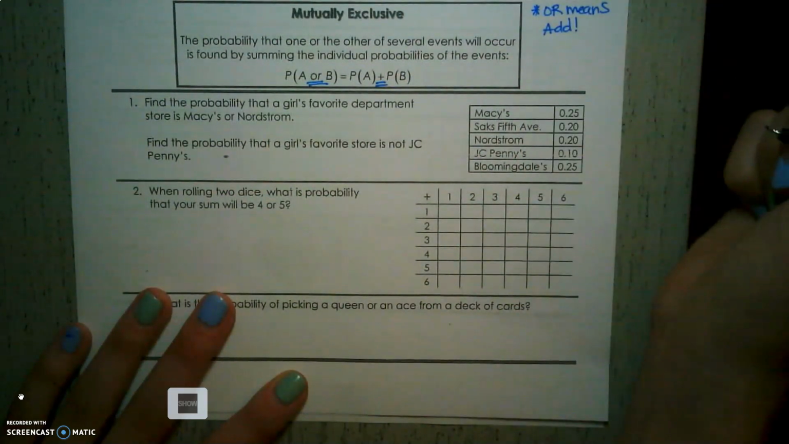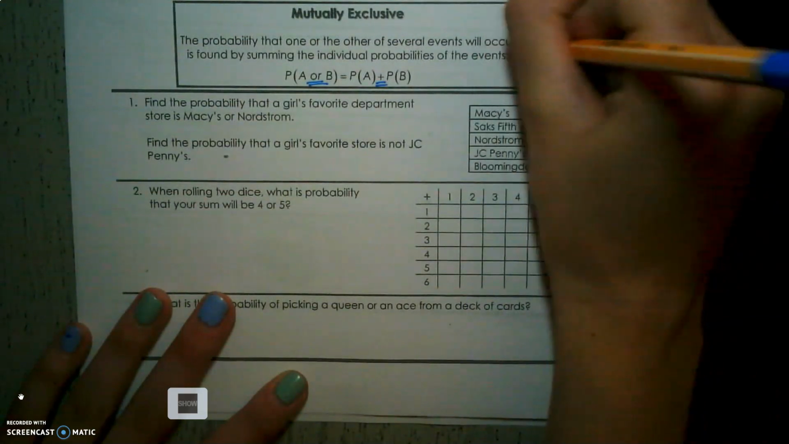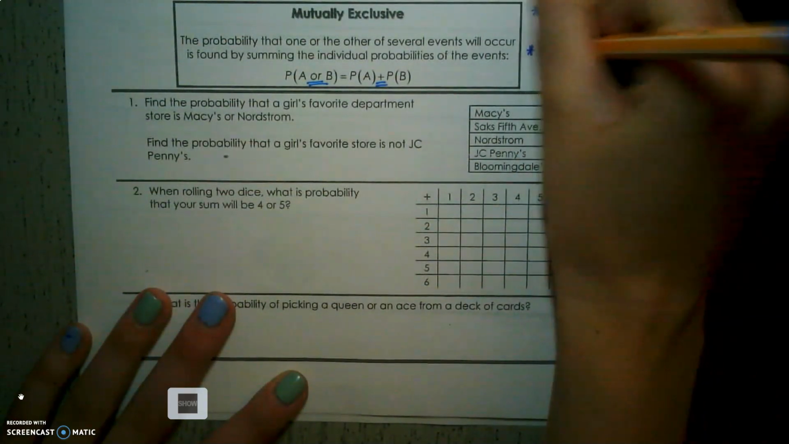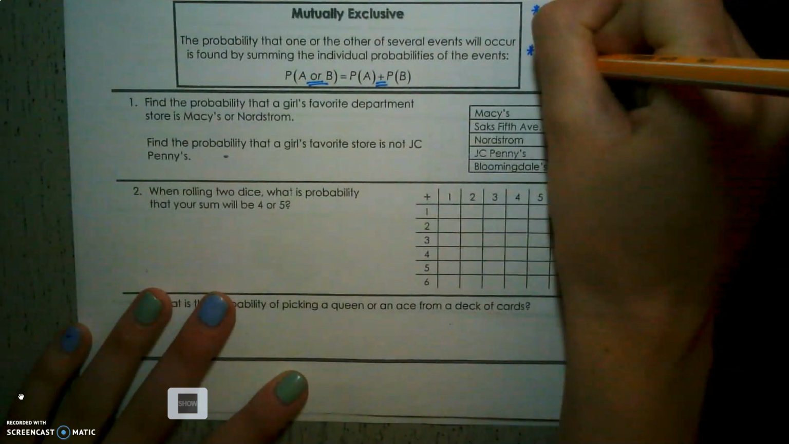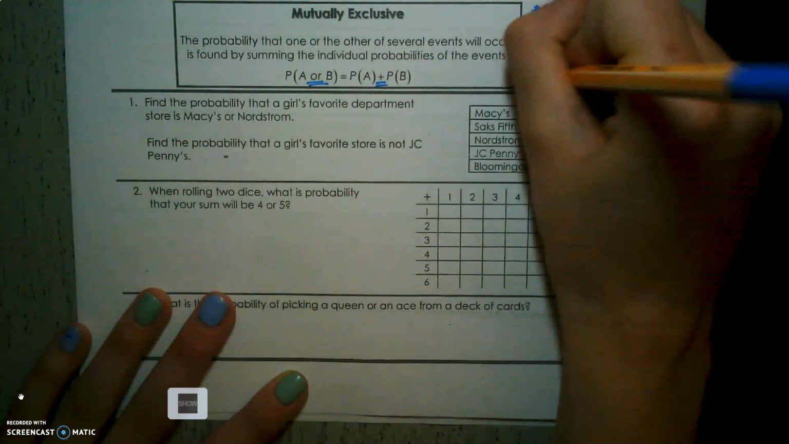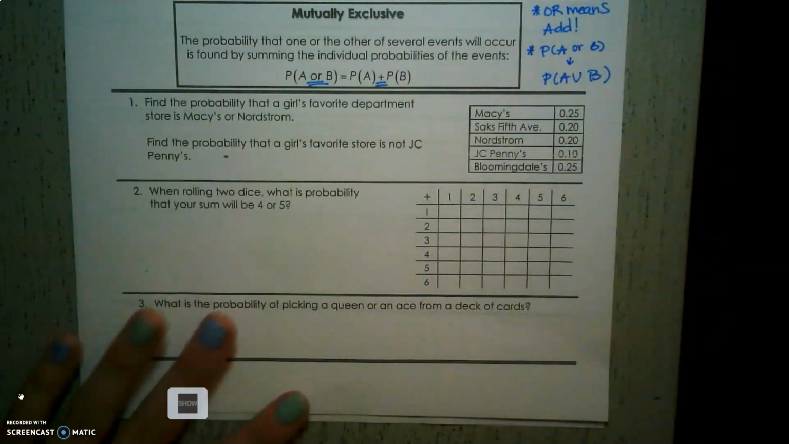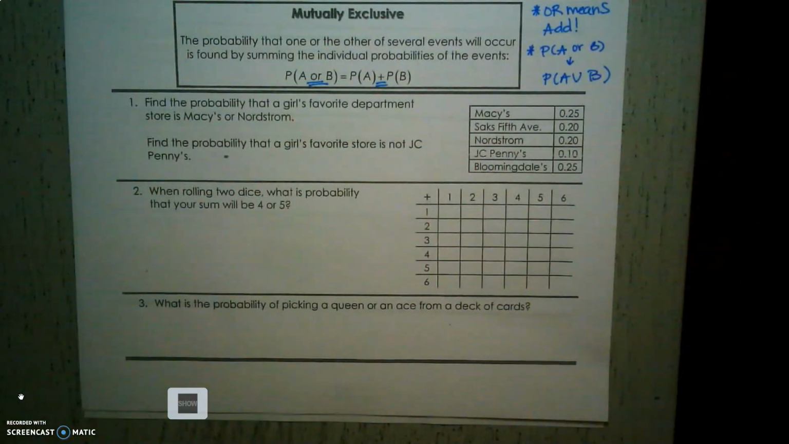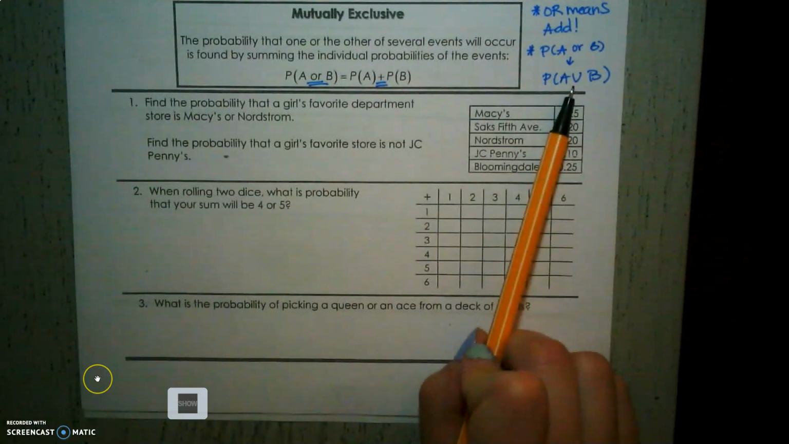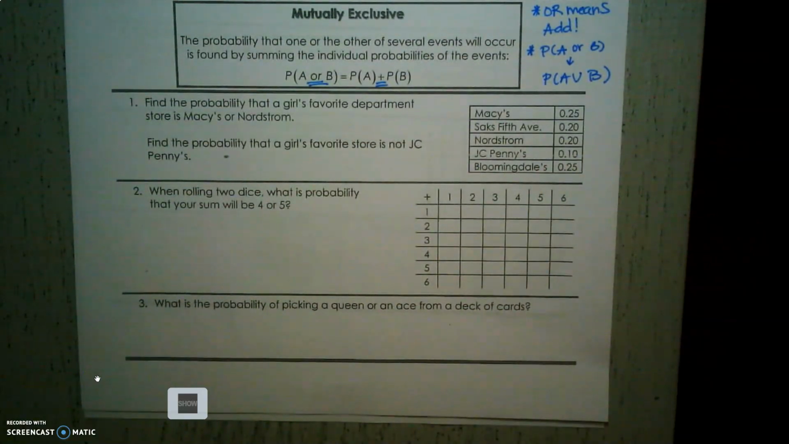The other thing to remember is that when we say P(A or B), that notation is the union of. We're talking about all of those things. So we can ask the same question using that union notation. Find the probability that a girl's favorite department store is Macy's or Nordstrom's.